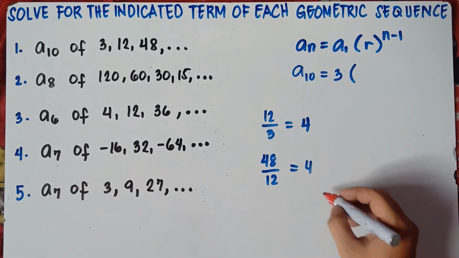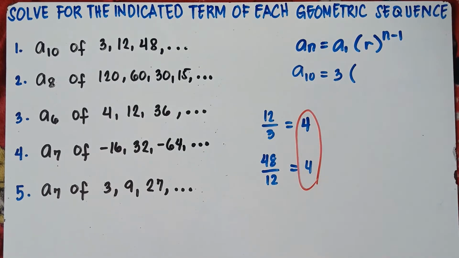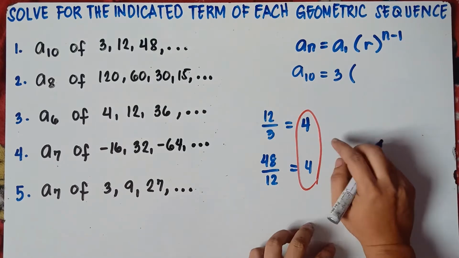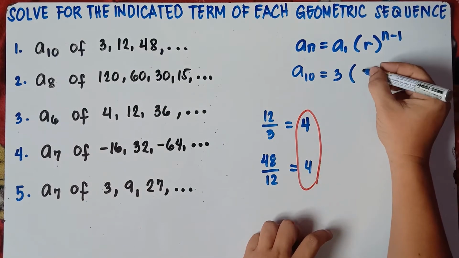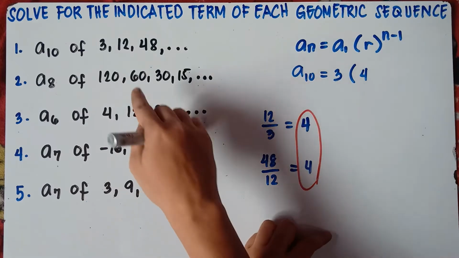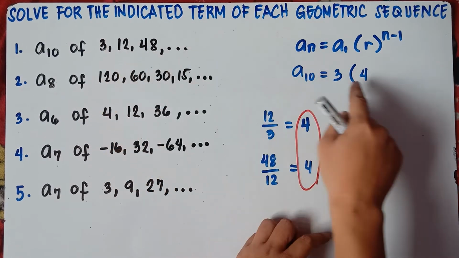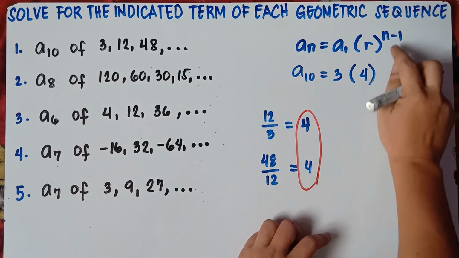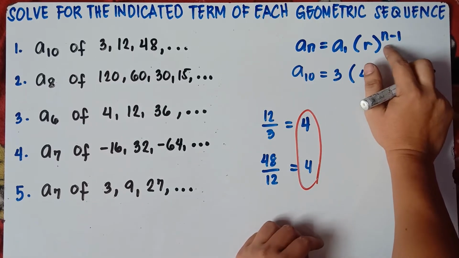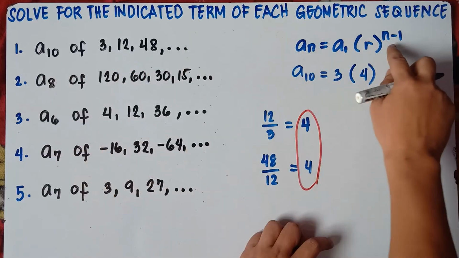They have the same answer class, which is 4. So therefore, this is a geometric sequence. So the common ratio is 4. Once again, to get the common ratio, simply divide the second term by the first term, the third term by the second term, which is 4. Then our n class is the number of terms. We're looking for the 10th term, so our n is 10.